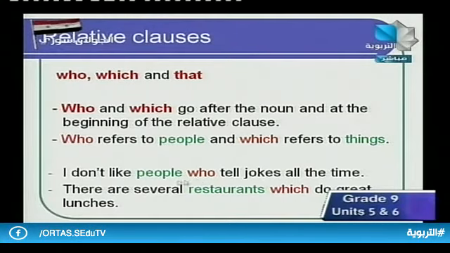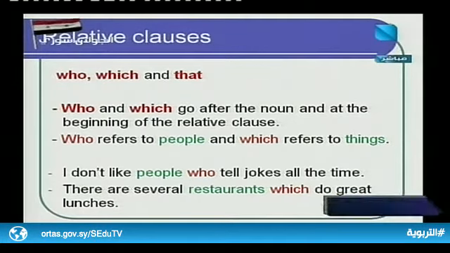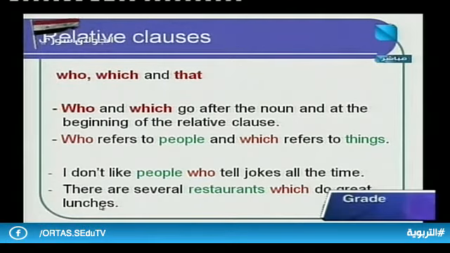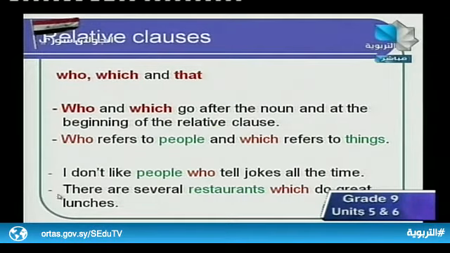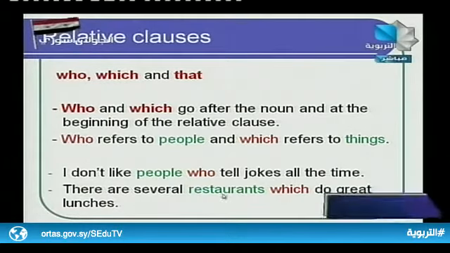Good. Another example: there are several restaurants which do great lunches. Here we talk about restaurants. In this case, we've got a thing, and we have which instead of who, because with things we use which instead of who. So here, because we are talking about restaurants, we use which, as you said. With people, we use who. That's it.